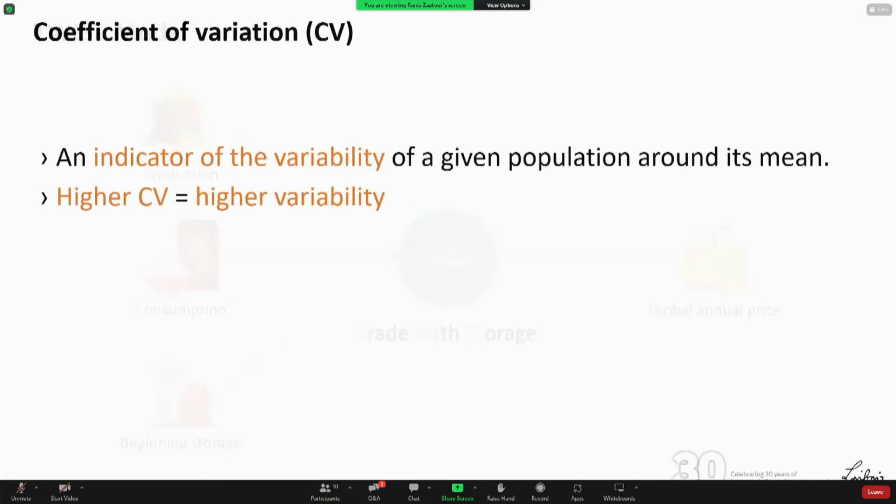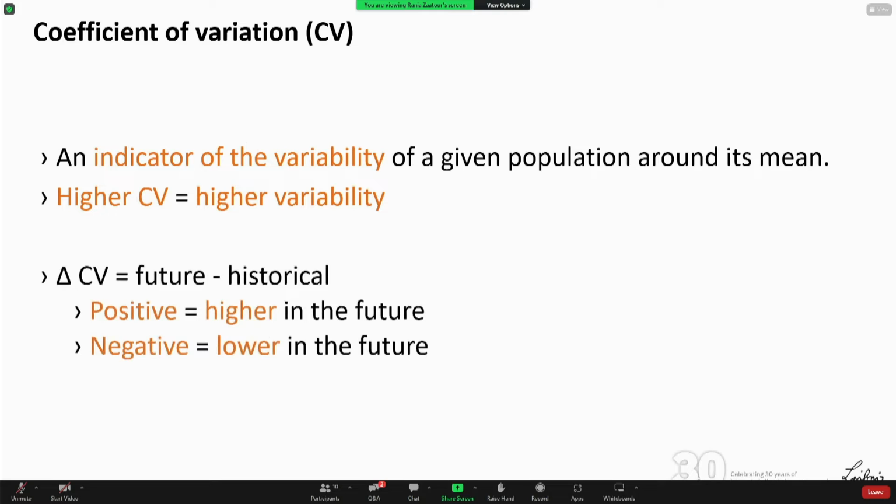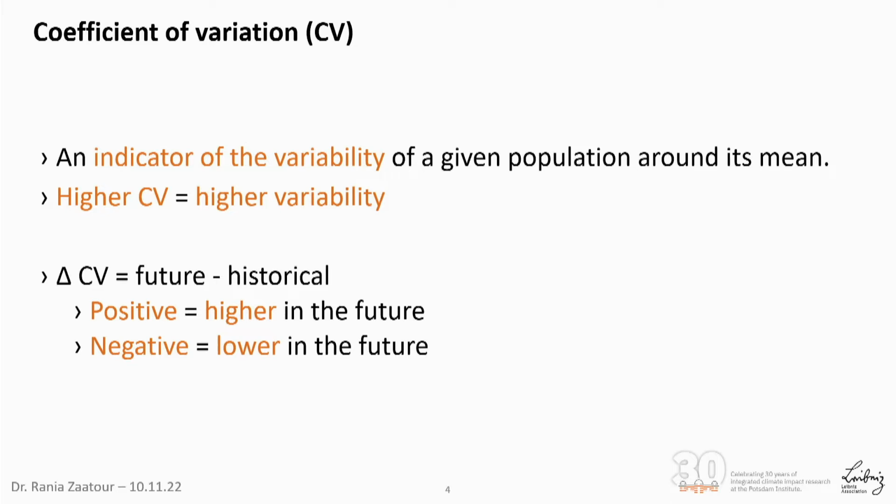To do so, we'll be using the coefficient of variation, which is an indicator of the variability of a given population around its mean. You just have to note that a higher coefficient of variation corresponds to higher variability in the data. In the results I'll be showing next, I will be comparing the coefficient of variation of the future data minus the coefficient of variation of historical data. If the results are positive, it means that we have a higher variability in the future. And if results are negative, that means that we have a lower variability in the future.